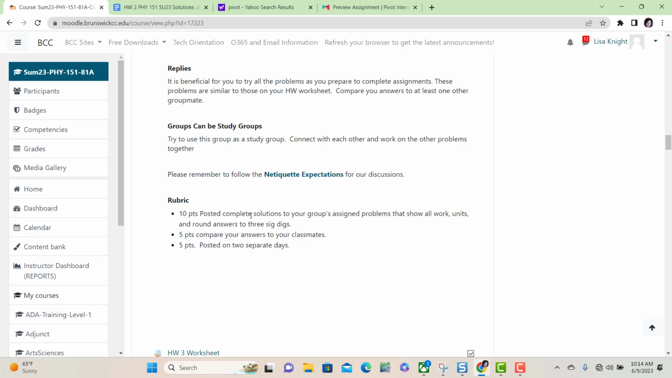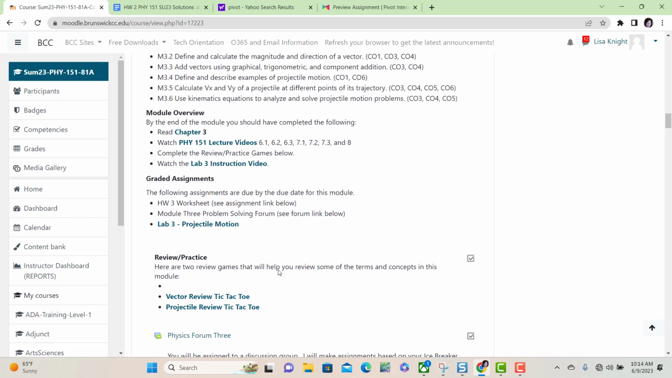So you'll get 10 points for posting your solutions. You'll get 5 points for comparing your answers to a classmate. And you'll get 5 points for posting on 2 separate days. So just make sure you adhere to that.